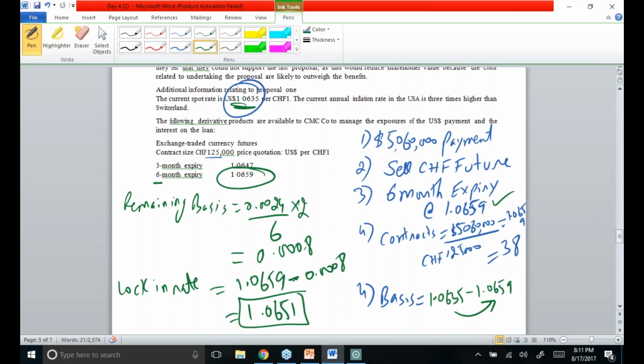Now just by adding one more statement, that you convert your $5.06 million at 1.0651 over CHF, you have effectively hedged your foreign currency at 1.0651.